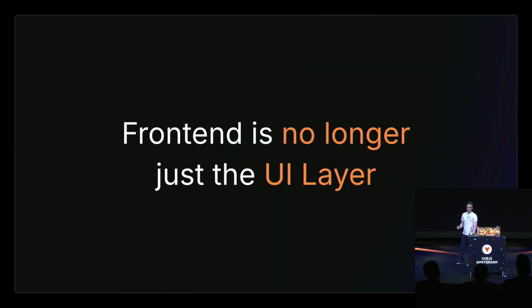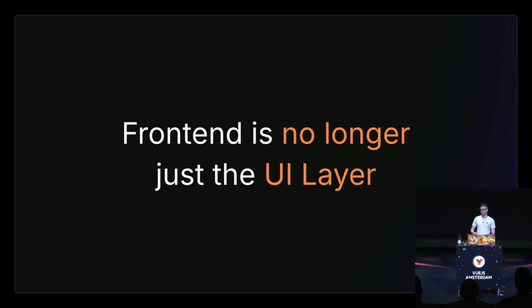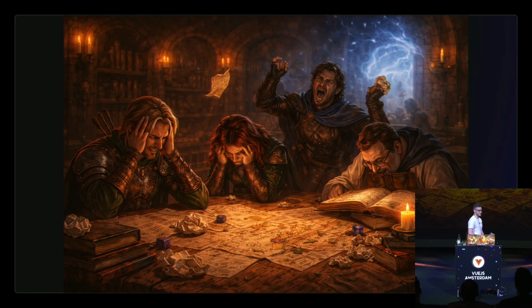Frontend is no longer just the UI layer. It handles caching, it handles state management, it orchestrates the API, it contains some business logic. With such complexity, it can easily become chaos. So to control this chaos, we need to bring order to it. And that is precisely why we need both dungeon masters in D&D and front-end architects.